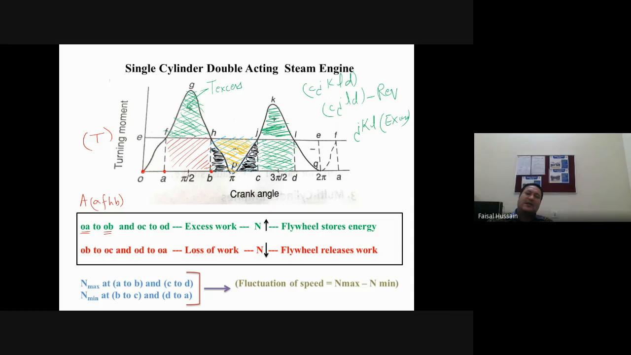So more work has been taken than the engine produced. So the loss of work in that area region is made up by the flywheel, which gives some of its energy, and the speed decreases. Okay, so you can see that the maximum speed is at A to B and at C to D, and the minimum speed at B to C and D to A. So fluctuation of speed is the difference between maximum and minimum speed.